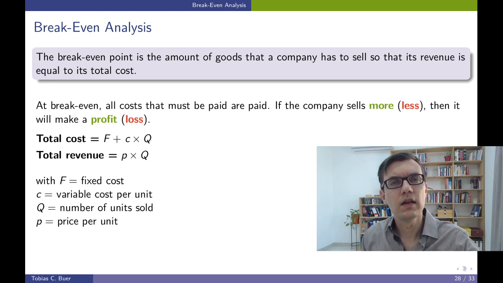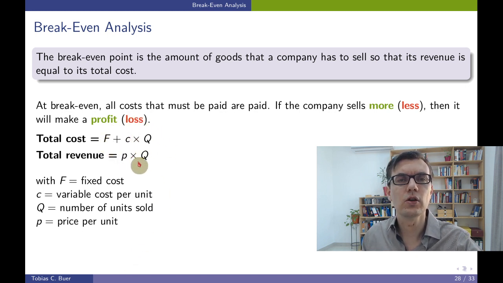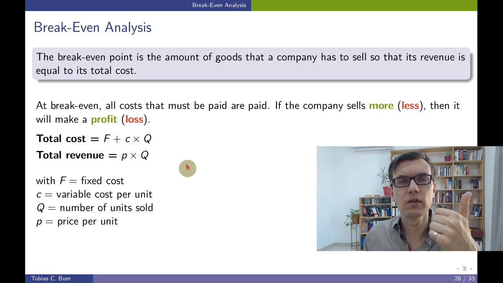To make this a little bit more formal, let's have a look at formulas for the total cost and the total revenue. By big Q, we refer to the number of units that we sell. And small p is the price of one unit. So the revenue is just the price multiplied by the number of products we sell.